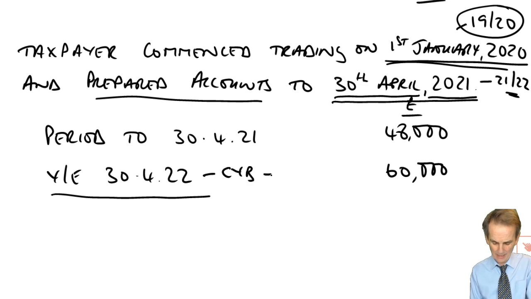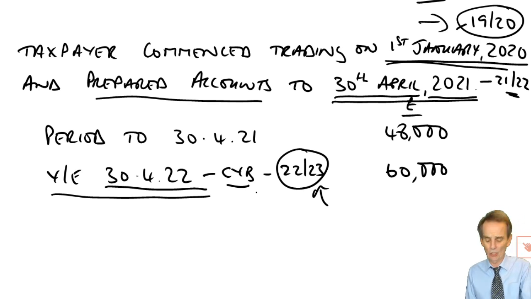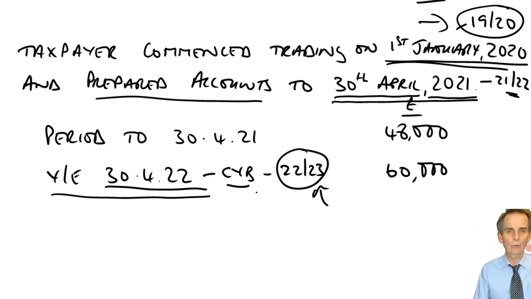Using CYB, in which tax year will we be able to use it? What accounting date do we have? Which tax year does it end in? 30th of April 22. That ends in the 22-23 tax year. So in the first year, 1920, it will be actual. In the 22-23 year, it will be CYB. So this time we've got a gap of 2 tax years to fill in, 2021 and then 21-22. Now let's see how we fill those gaps in.